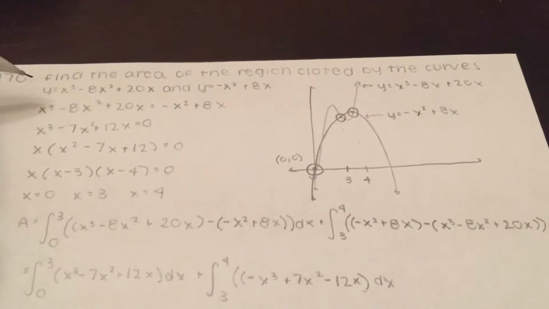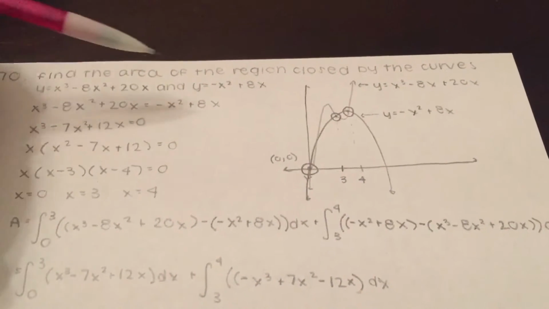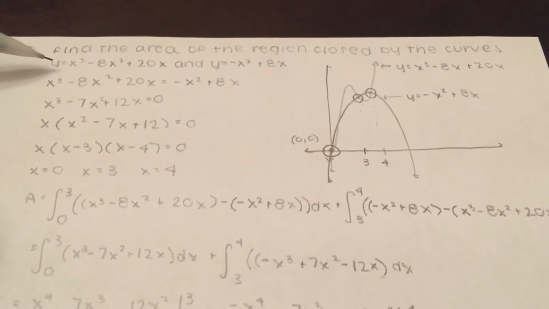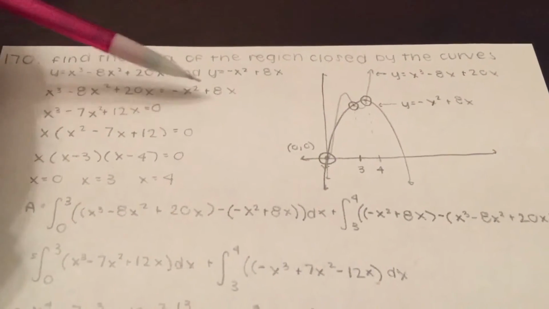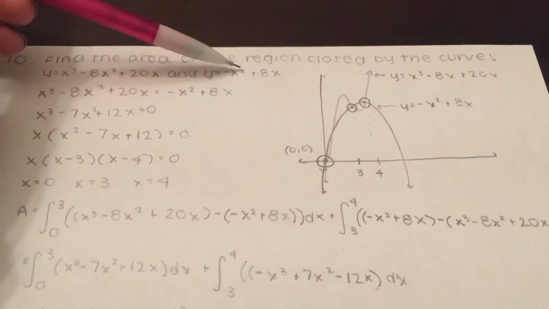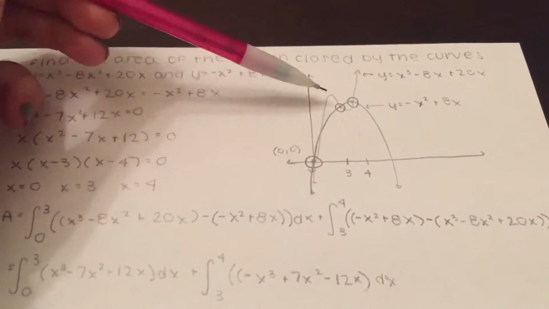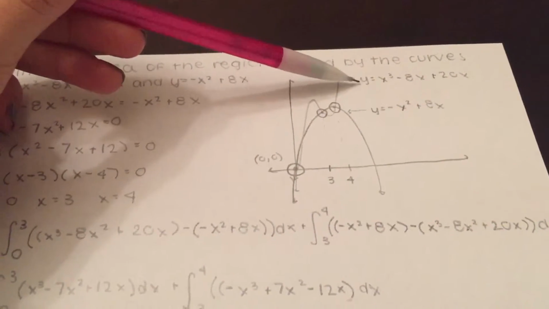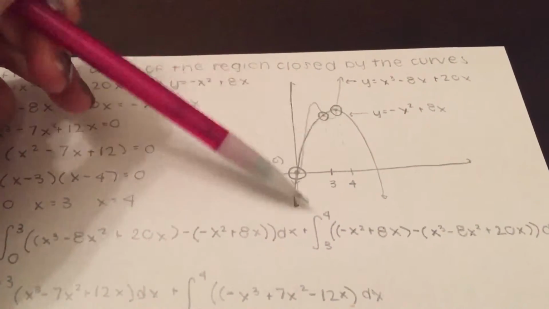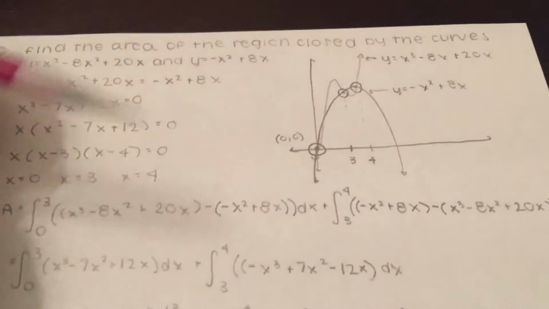Problem 170 requires you to find the area of the region enclosed by the curves y equals x cubed minus 8x squared plus 20x and y equals negative x squared plus 8x. This line on the graph is the first equation and the parabola is the second equation.